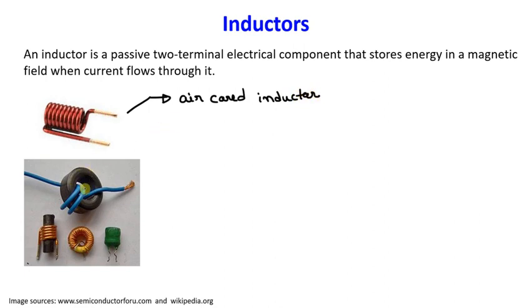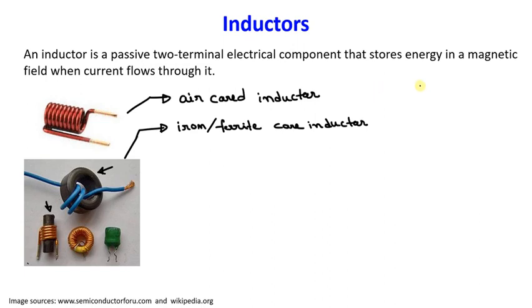However, for this type of inductor as well as this type, you can see the air is not present here. Instead, for this inductor you can see an iron core, and for this inductor one ferrite core has been used to increase the inductance. And these types of inductors are called iron or ferrite core inductors, depending upon the material.